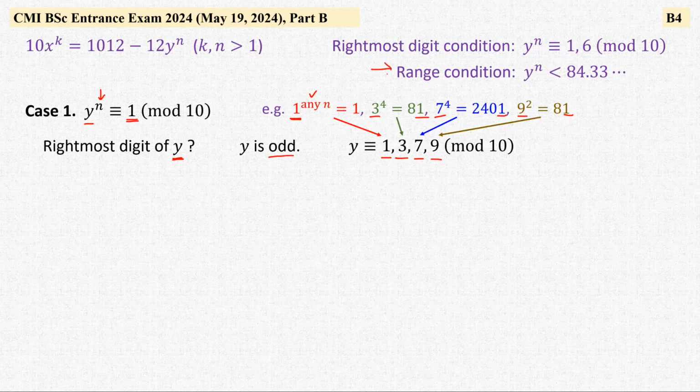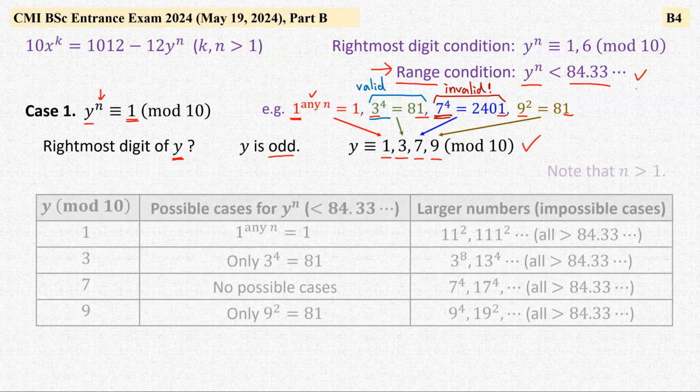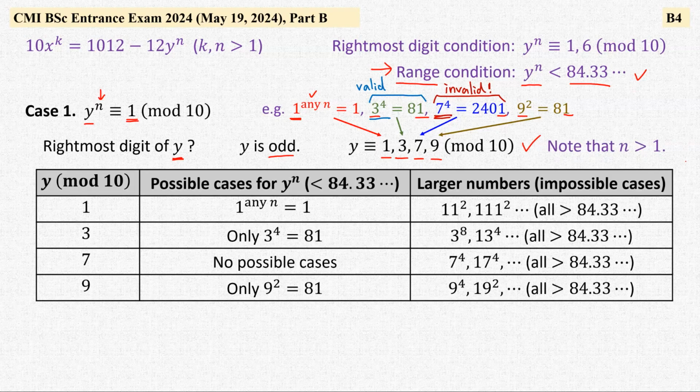Also, let us consider the range condition. Due to the restriction that y to the power of n must be less than 84.33, 3 to the 4th power is a valid candidate for y to the power of n, but 7 to the power of 4 is an invalid candidate. So what are the cases that satisfy both conditions? Y ends with 1, 3, 7, or 9, and y to the power of n is less than 84.33. Well, there are these possible cases.